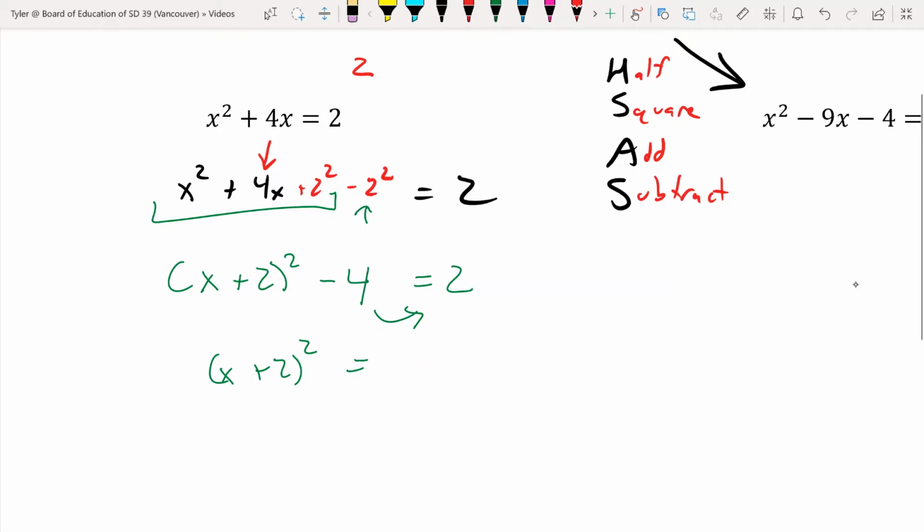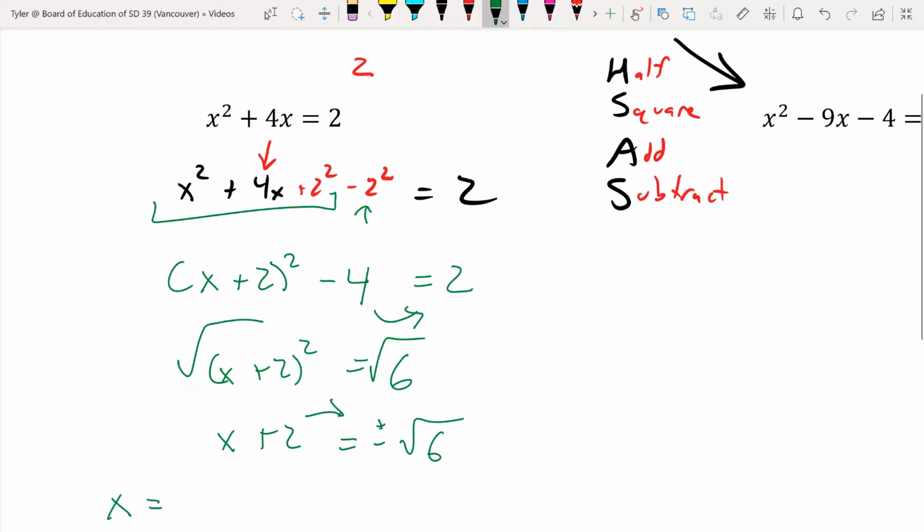-2? Sorry. Silly. 6 equals 6. Okay, so now I'm going to solve, so I need to square root both sides. So I get x plus 2 is equal to plus or minus the square root of 6. Okay, then I'm going to move the 2 over and get my 2 answers.